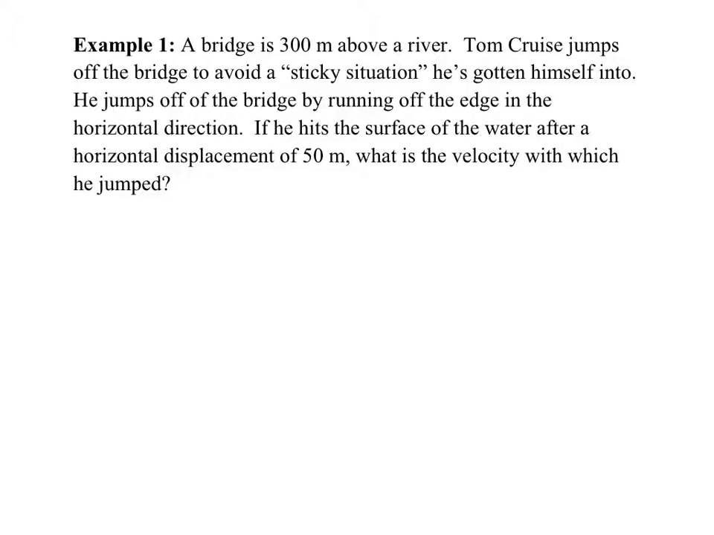We have a bridge that's 300 meters above a river. That's the first thing we have to consider, so that's going to be in our diagram. We know there's a horizontal displacement of 50 meters. That's going to be in the diagram. And we're told that he jumps off by running in the horizontal direction. And then it asks, what is the velocity with which he jumped? That's important there. So with a diagram, I might consider these things as variables.